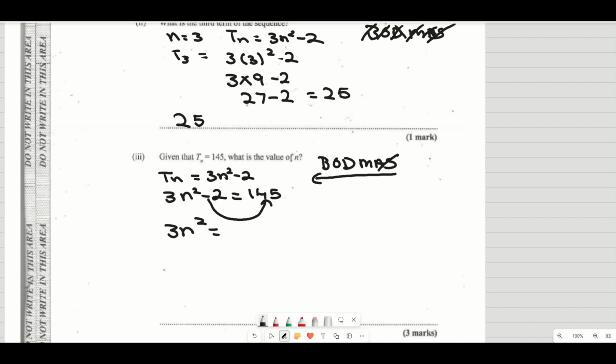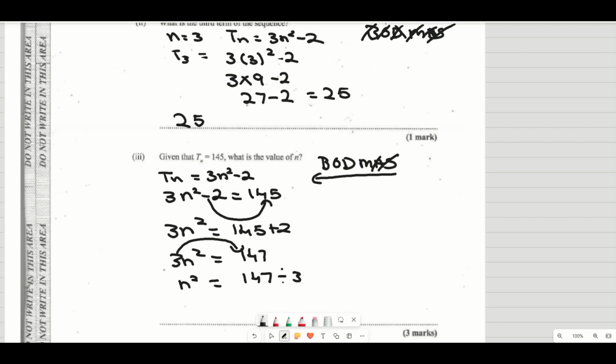So it would be 3n squared. The opposite of minus 2 is plus 2. So it will be 145 plus 2. So that's 3n squared is equal to 147. Then we know there's no addition. There is multiplication. The relationship between 3 and n squared is actually multiplication. So you're going to carry across multiply by 3 over the equal sign. The opposite of multiply is divide. So it's going to be 147 divided by 3.